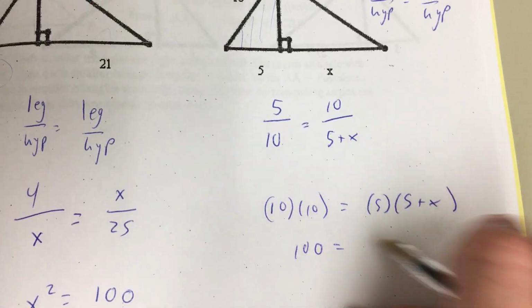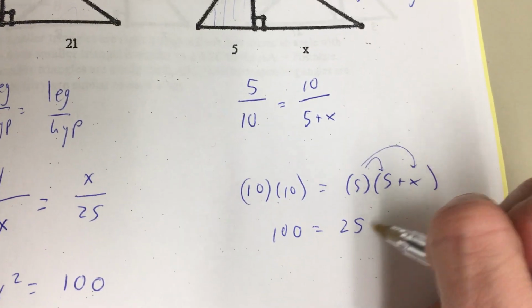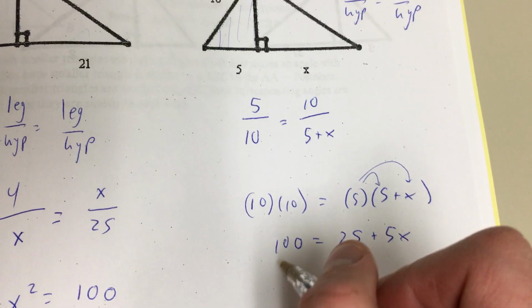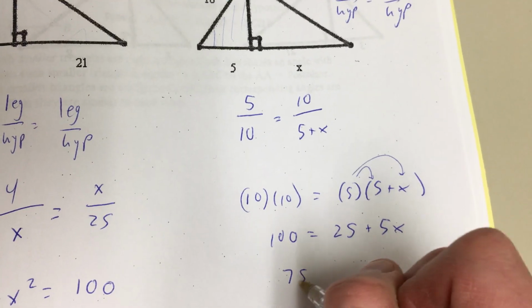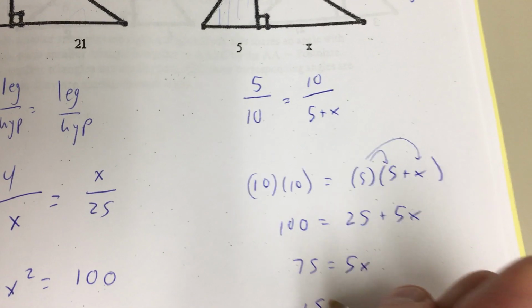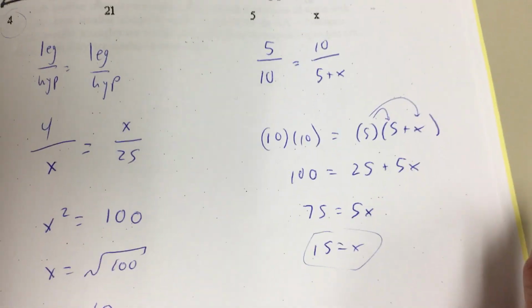Hey, that's 100. And people are kind of lousy at distributive property, so be really careful. 5 times 5 is 25, and 5 times x is 5x. And then when I bring the 25 over, I get 75 equals 5x. And I could just divide both sides by 5, right? So 15 is x.